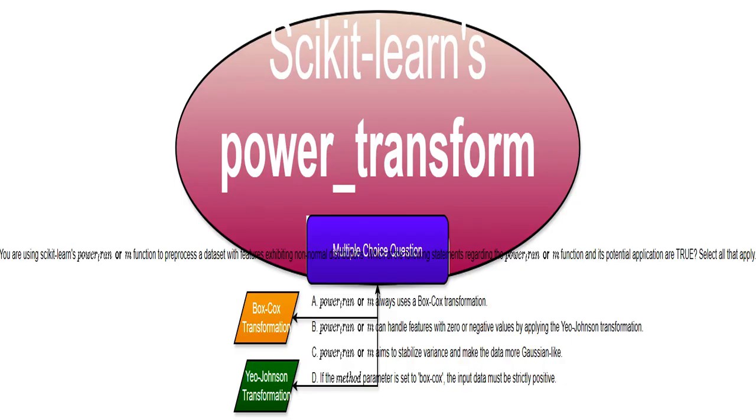Scikit-learn's power_transform is a function used for data preprocessing. It's a powerful tool that helps to transform data features exhibiting non-normal distributions, making them more suitable for certain statistical modeling techniques. Think of it like a data chef preparing your ingredients for a delicious statistical recipe.